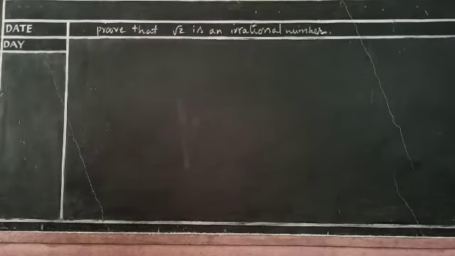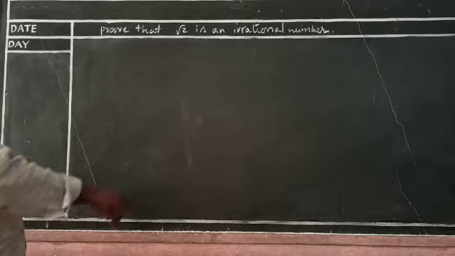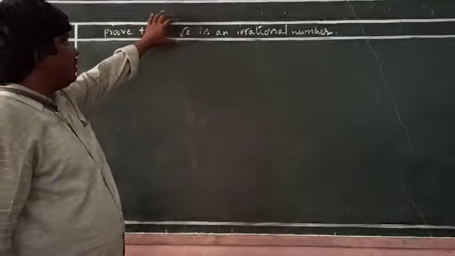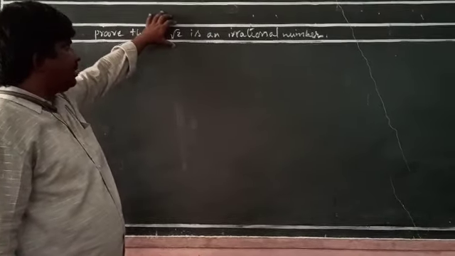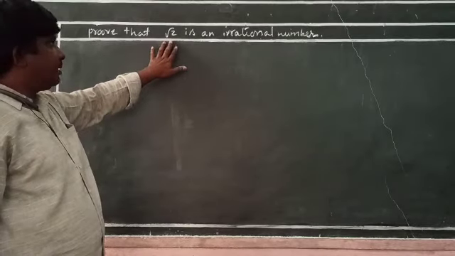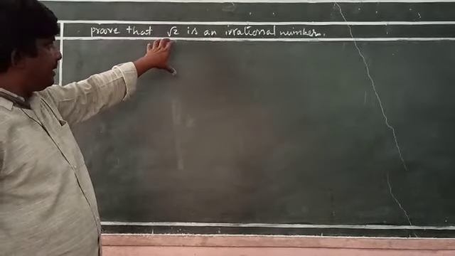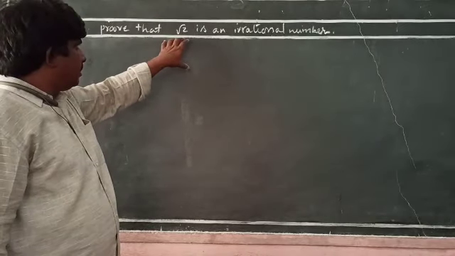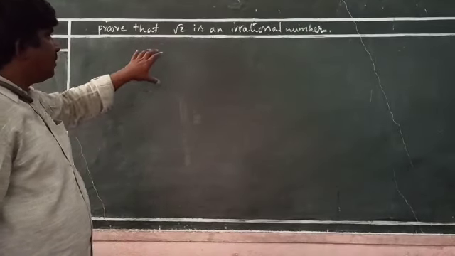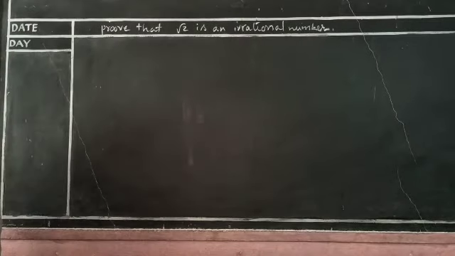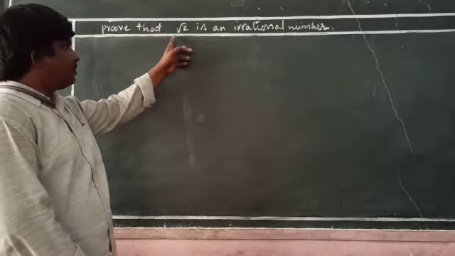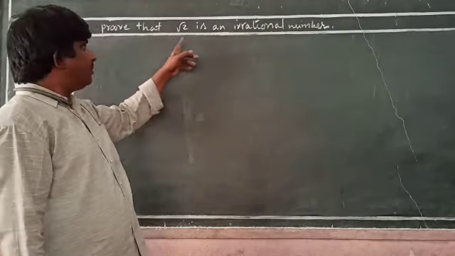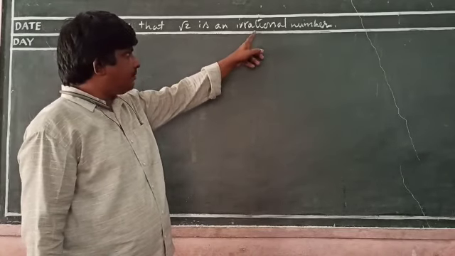Root 2 is an irrational number. Already we discussed, to prove an irrational number is an irrational number, we use the indirect method of proof. In the indirect method of proof, whatever we are required to prove, we will assume it as a false statement. Here the correct statement is root 2 is an irrational number. So we would take this one as a false statement.